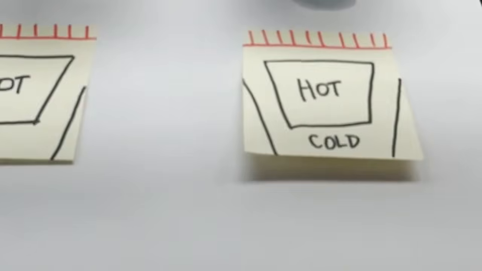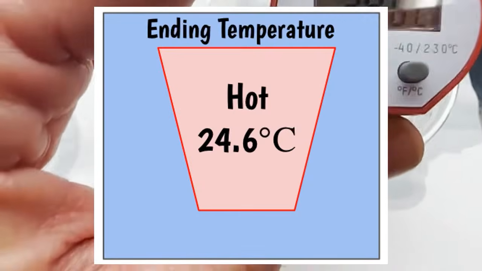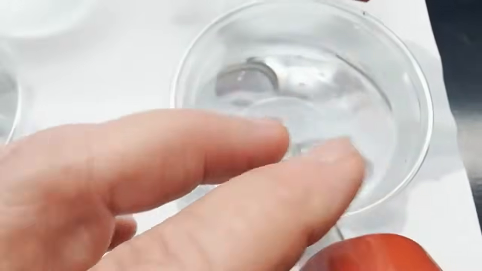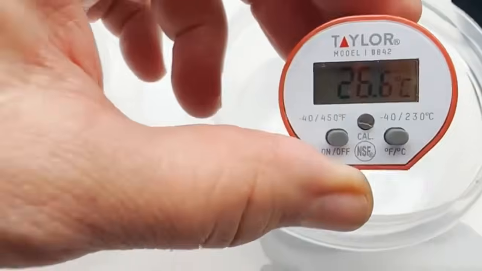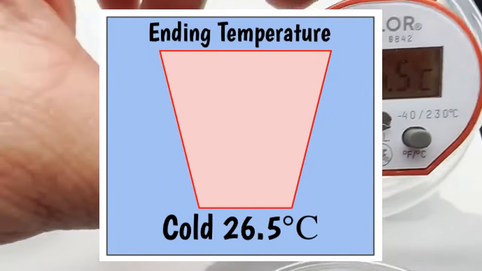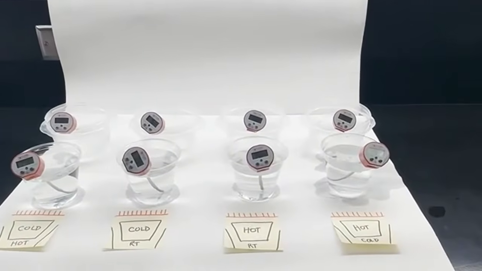And finally, the hot water that was in the cold water. The hot water is now 24.6 degrees Celsius, and the cold water that the hot water was in is now 26.5 degrees Celsius. Let's write that down and try to figure out what's going on.